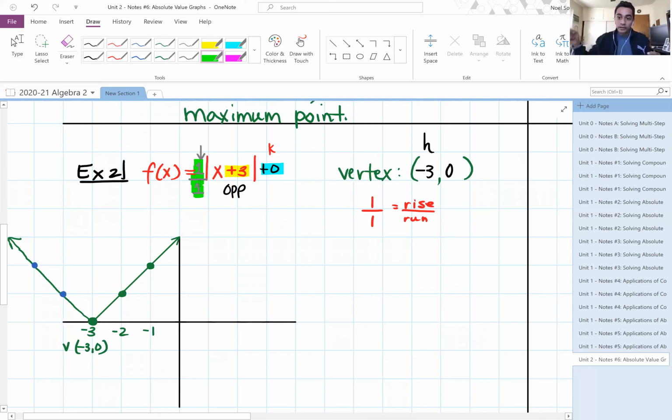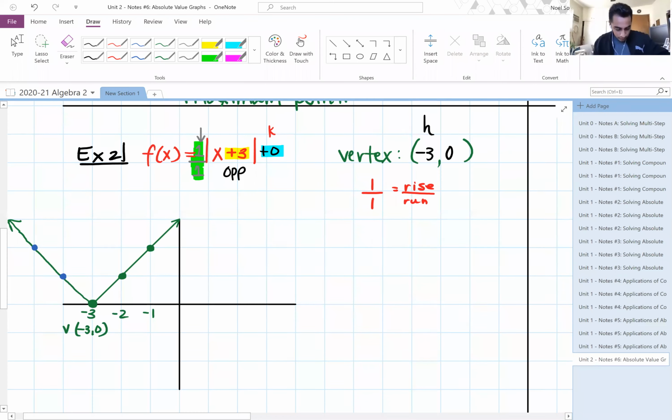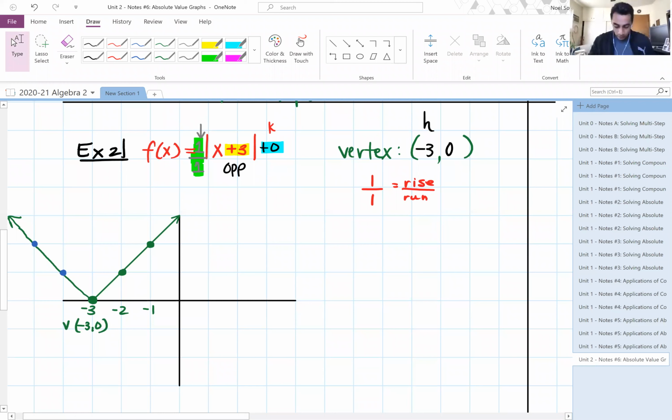Slope is rise over run, so go up 1, right 1, up 1, right 1. But to make the other side of the V, you're gonna go up 1, left 1, up 1, left 1. Okay, so it should match. It should be symmetric. It should have that nice V shape. All right. Any questions? Feedback?